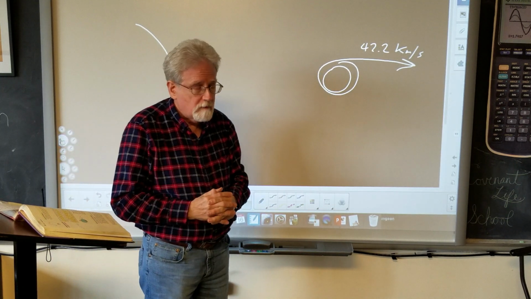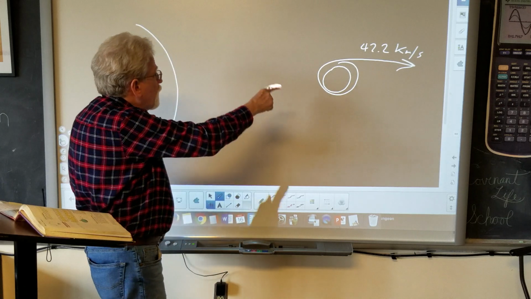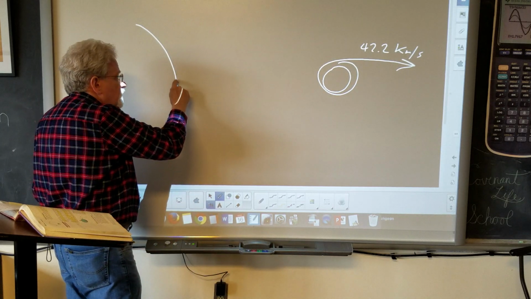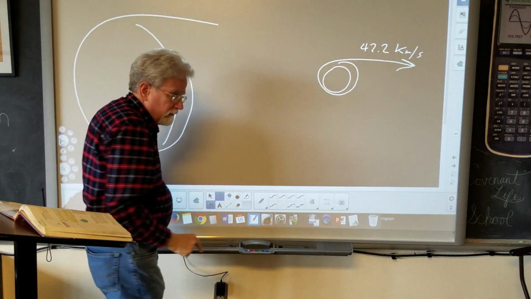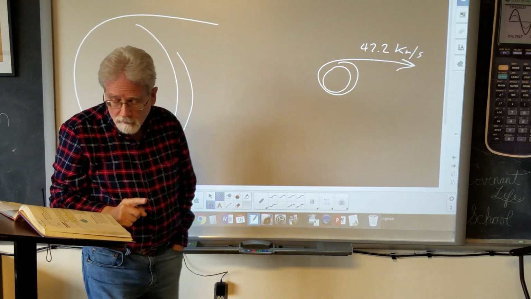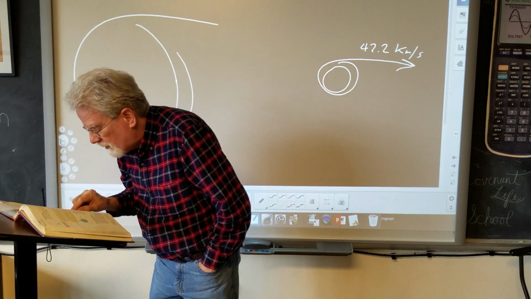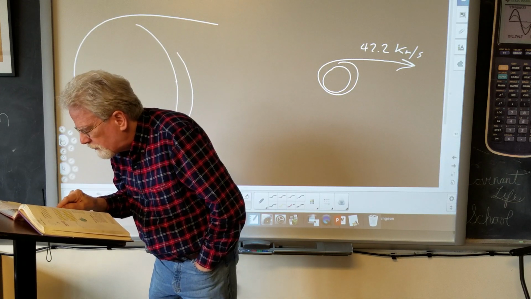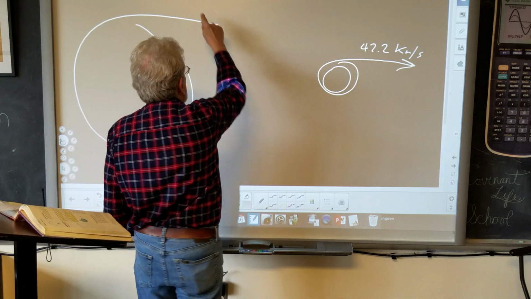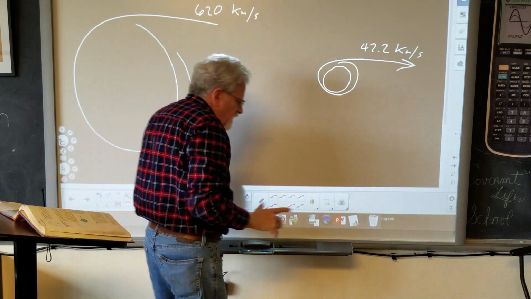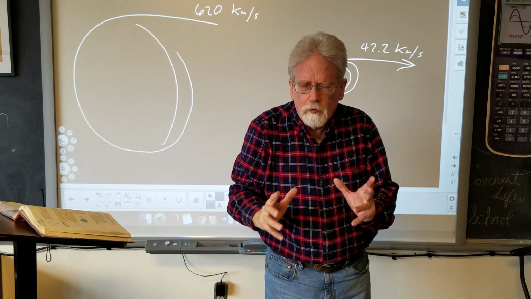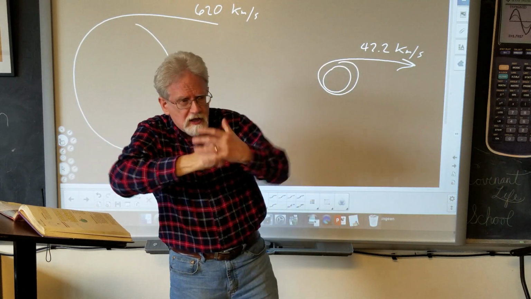If you were to start trying to get away from the sun at the sun, if you're in orbit around the sun, you want to leave the sun. Because you're so much closer to the sun, it's going to take a whole lot more speed. The escape velocity from the sun is, get this, 620 kilometers per second.